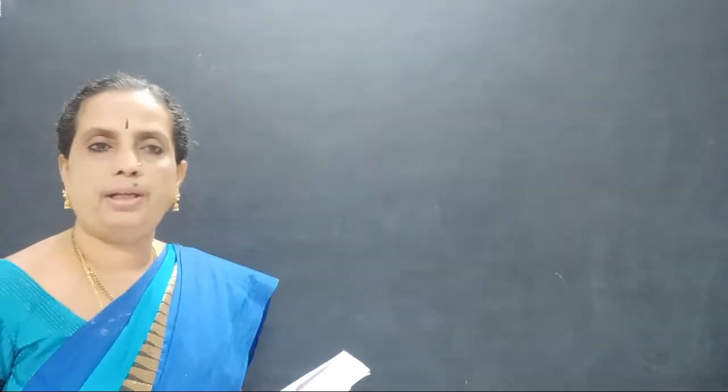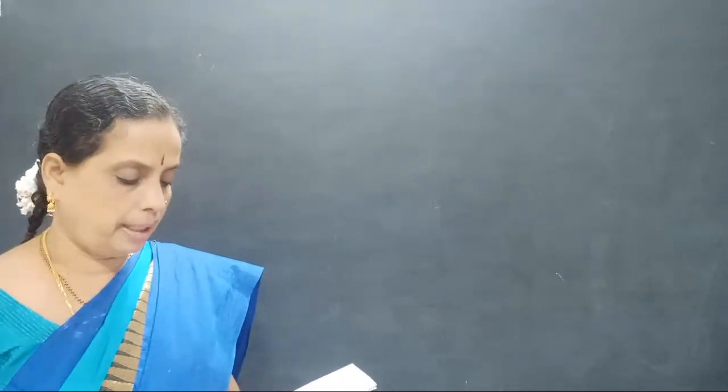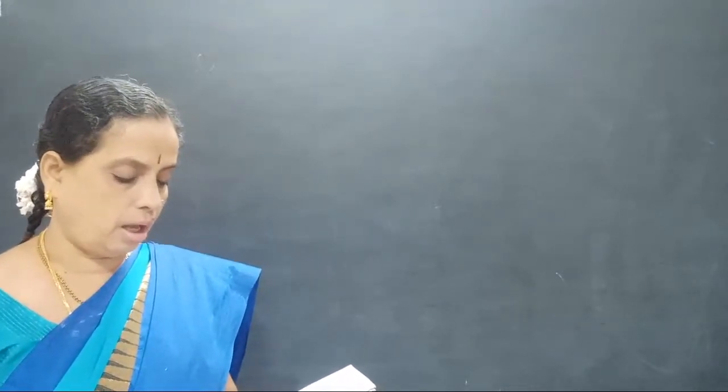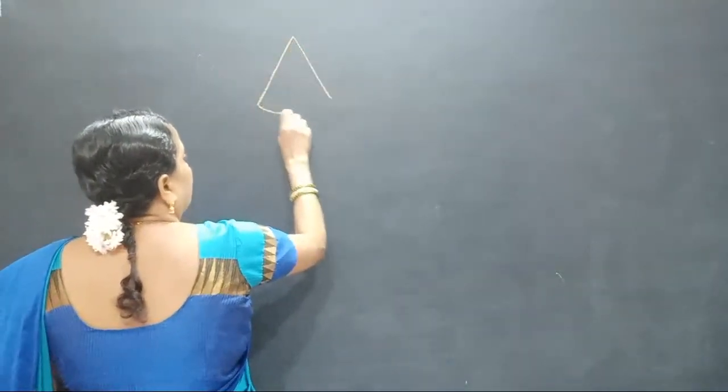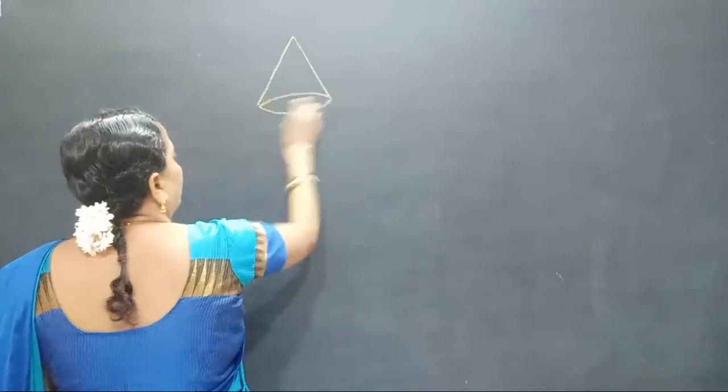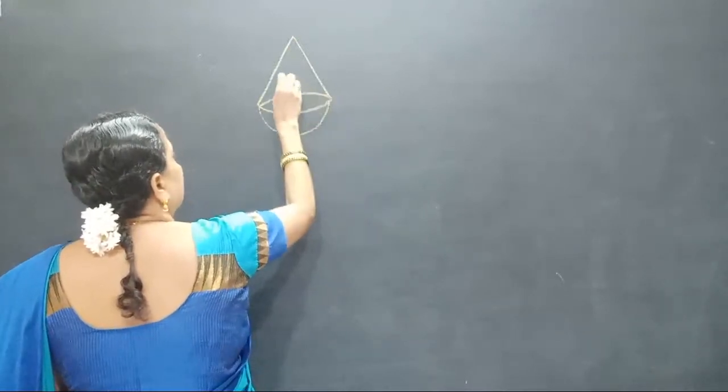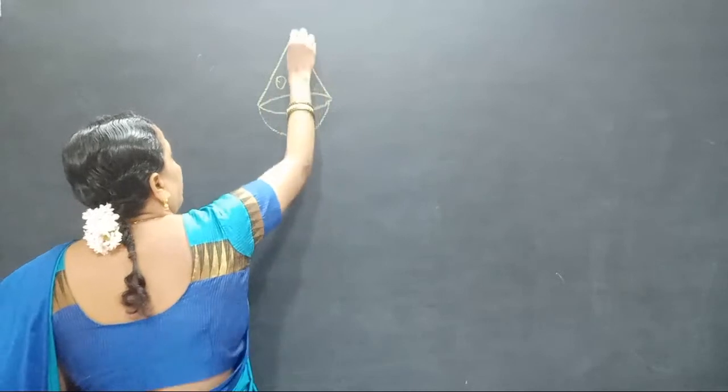This is a joker's cap. A joker's cap is in the form of a right circular cone. Have you all observed it anywhere? The joker's cap is in the form of a right circular cone of base radius. This is a joker cap like this. Wherever you go for any birthday, you have a cap like this.